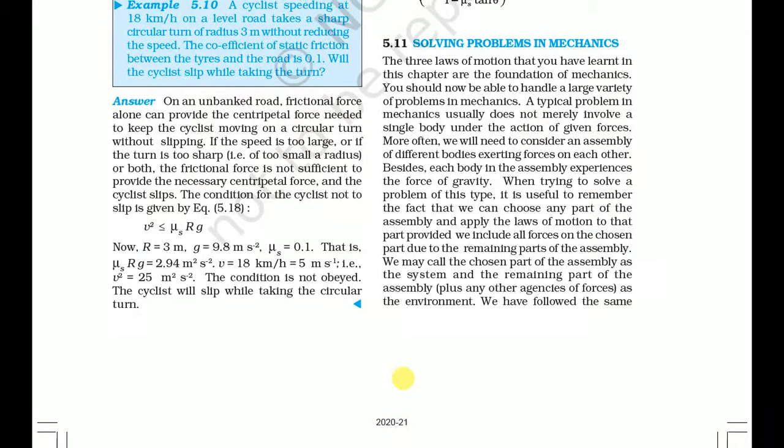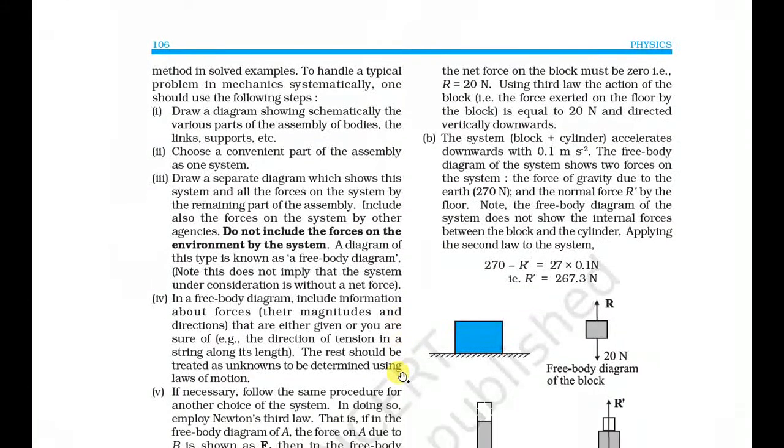So when trying to solve a problem of this type, it is useful to remember the fact that we can choose any part of the assembly and apply the laws of motion to that part, provided we include all forces on the chosen part due to the remaining parts of the assembly. We may call the chosen part of the assembly the system and the remaining part of the assembly the environment. So we will follow the same method in solving the examples.